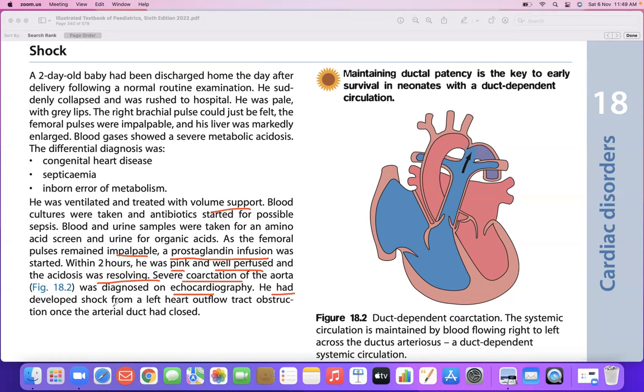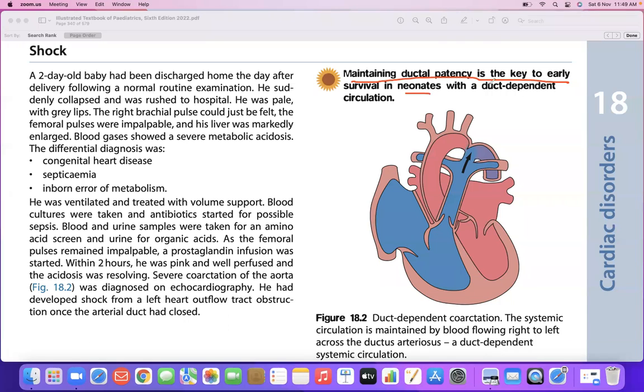He had developed shock from left heart outflow tract obstruction once the arterial duct had closed. The first day he was fine because the arterial duct, the patent ductus arteriosus, was still open. As soon as the duct closed on the second day, he came with this presentation. So this is the take home message: maintaining ductal patency is the key to early survival in neonates with duct-dependent circulation.